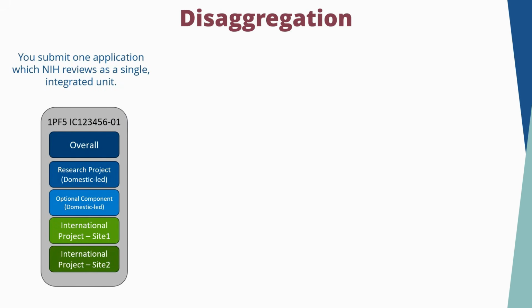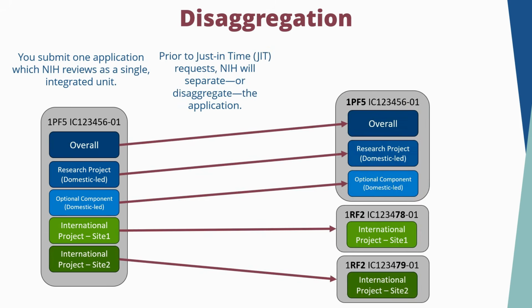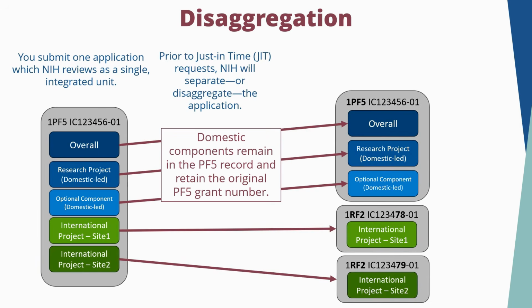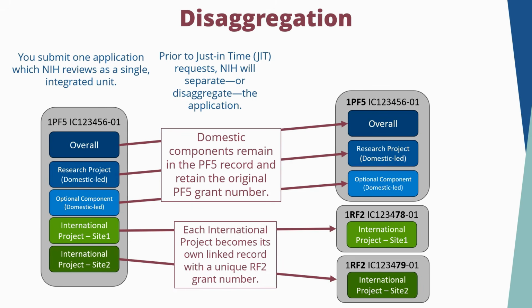Now let's briefly talk about disaggregation, a unique feature of the PF5. You submit one PF5 application with the needed domestic and international components, which NIH reviews as a single unit. During funding consideration, if the awarding institute or center determines your application is within a fundable range, we will separate or disaggregate the application prior to requesting just-in-time information. The domestic components and any domestic subrecipients remain in the PF5 record and retain the original PF5 grant number. Each international project becomes its own linked International Research Project or RF2 grant record with a unique grant number.